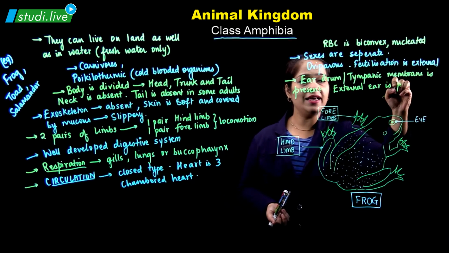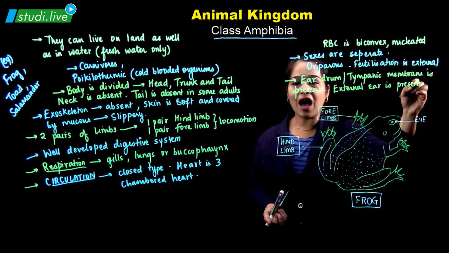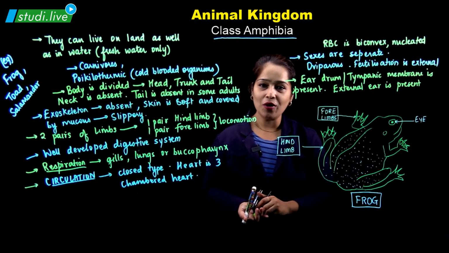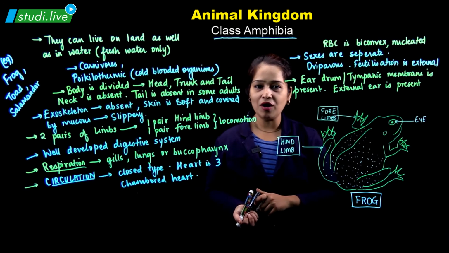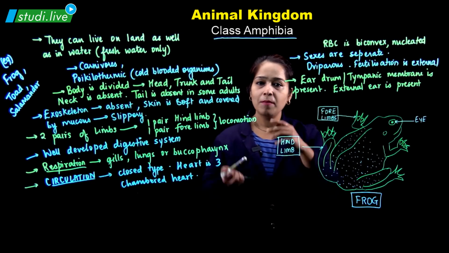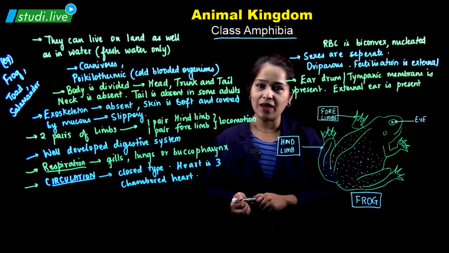So these are the characteristic features of class Amphibia, which lives on land as well as in water, and this was a characteristic model of an organism named frog belonging to this class Amphibia. So this completes our topic.